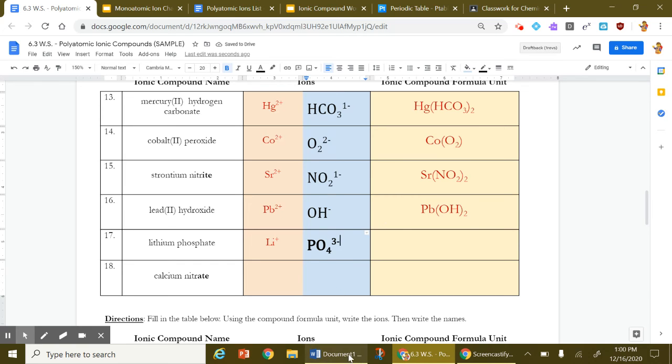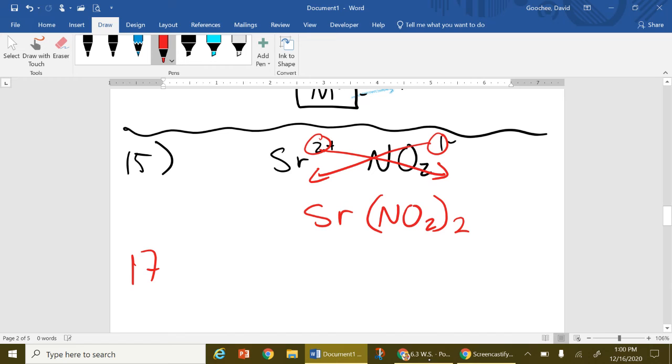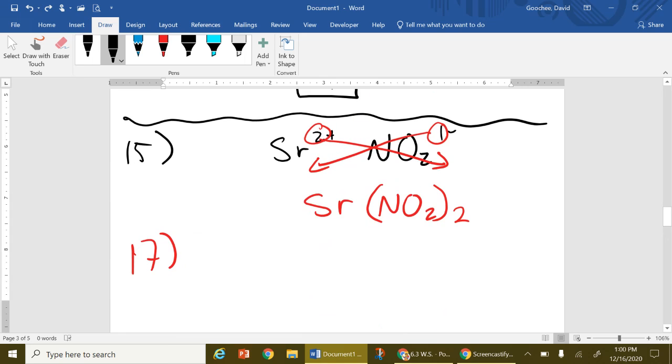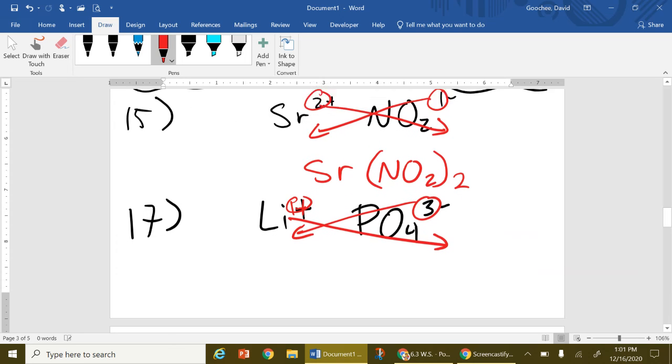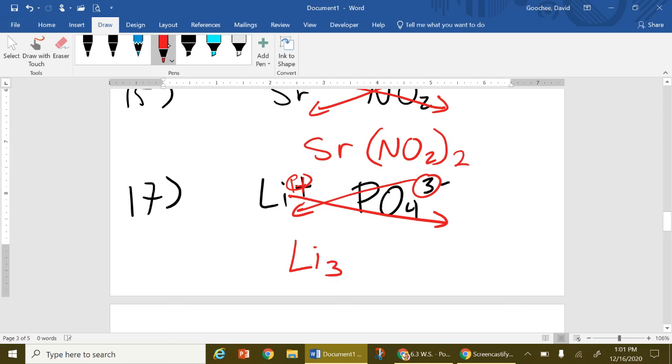Let's crisscross it. So, this lithium has a 1 plus charge. That's how many phosphates we are going to have. This phosphate has a 3 minus charge. That's how many lithiums we are going to have. We will have 3 lithiums and 1 phosphate.